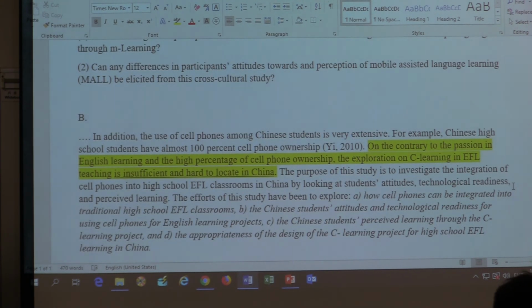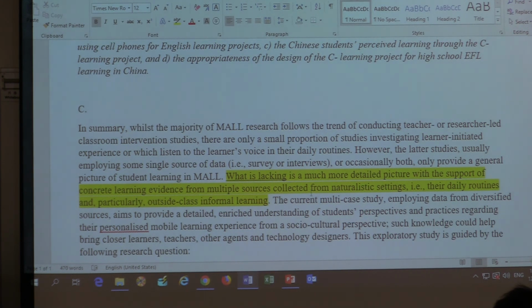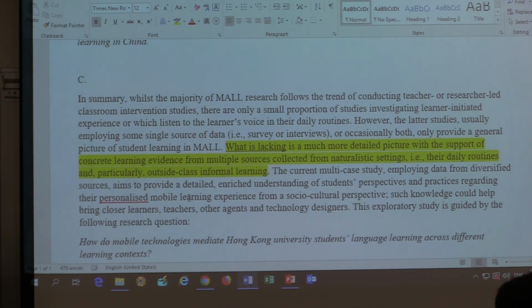And the second one here, is it okay? So you see, the exploration of more cell phone learning in EFL teaching is insufficient and hard to locate in China. Okay, all right. And the last one: what is lacking is a much more detailed picture with support. I think this is from my article. Okay, yeah, all right.